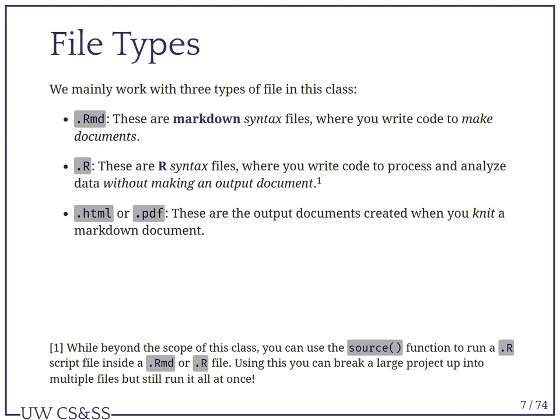And then we output to .html. These are output documents created when you knit a markdown document. So you can also make a .pdf. The reason I don't super fully describe how to make a .pdf in this class is that there are several differences between operating systems on how to make the PDFs run. And it's a lot of a headache for me to troubleshoot that for all of you. I'm sorry.